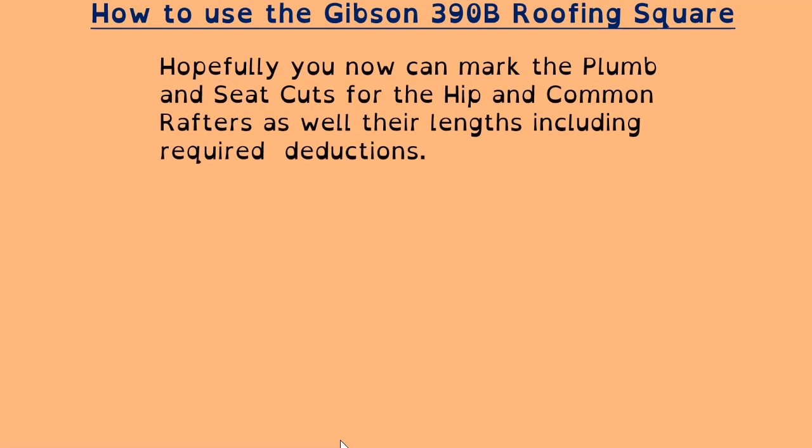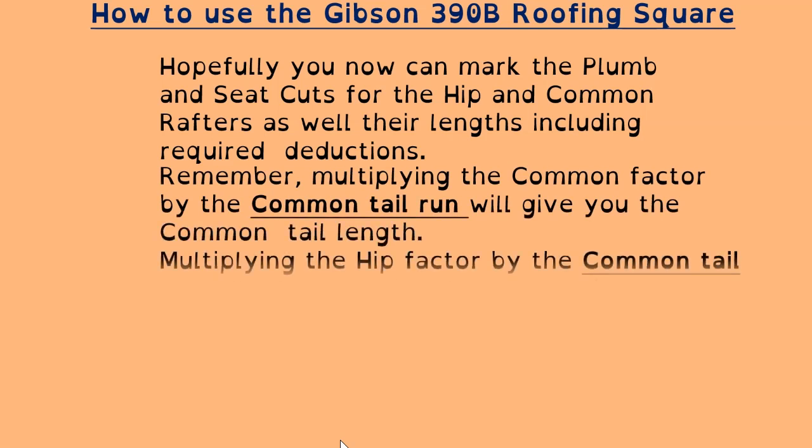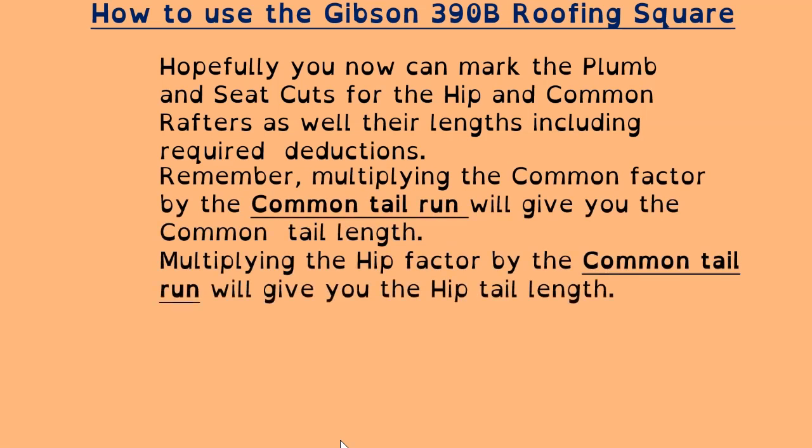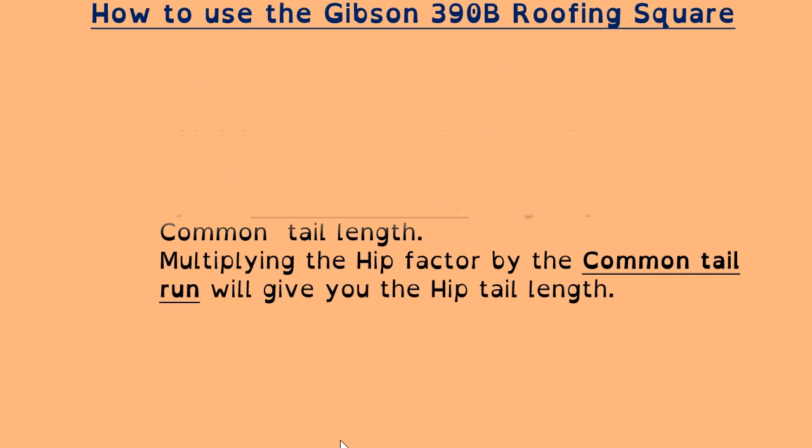So hopefully you can now mark the plumb and seat cuts for the hip and common rafters, as well as their lengths, including required deductions. Remember, multiplying the common factor by the common tail run will give you the common tail length, and multiplying the hip factor by the common tail run will give you the hip tail length.